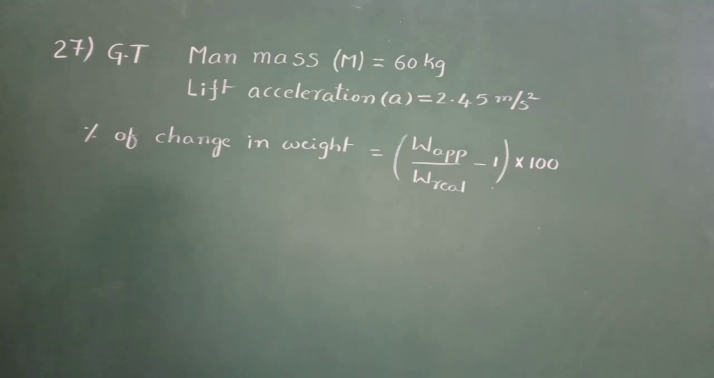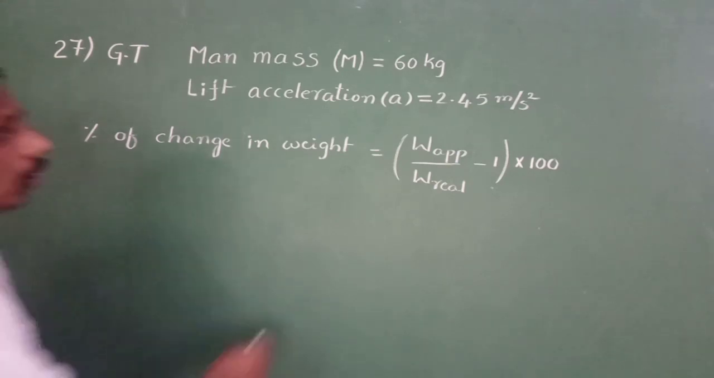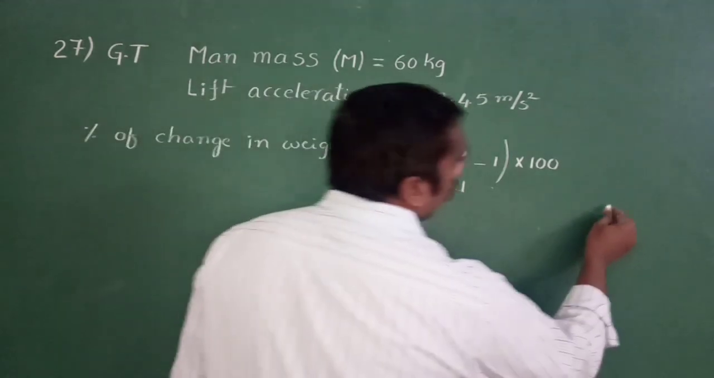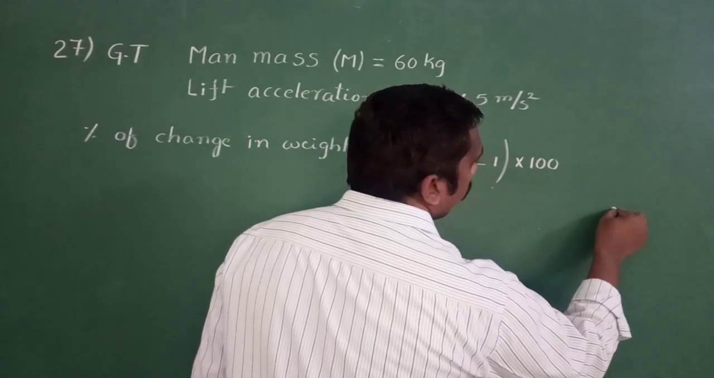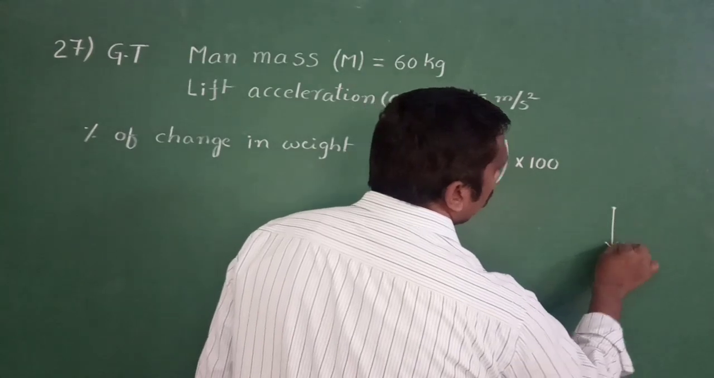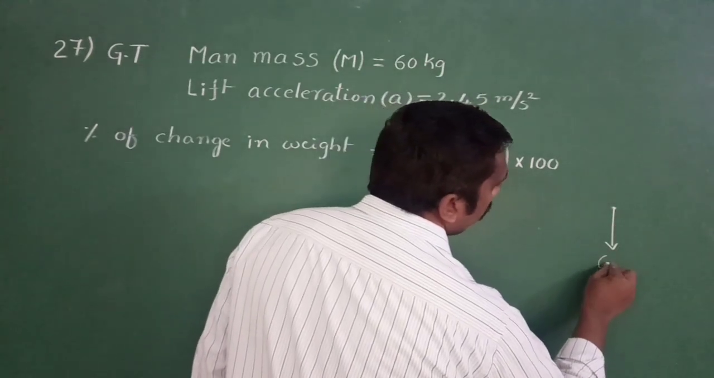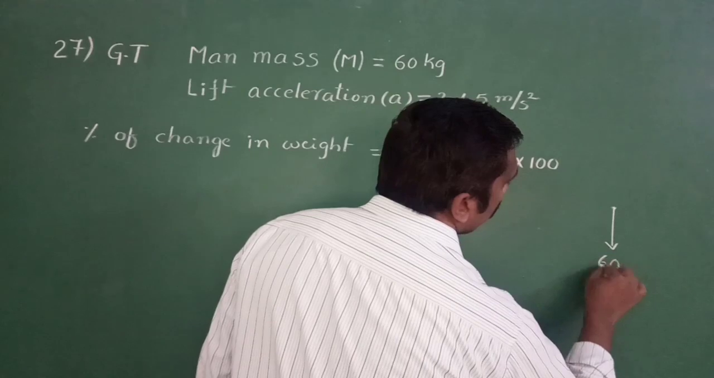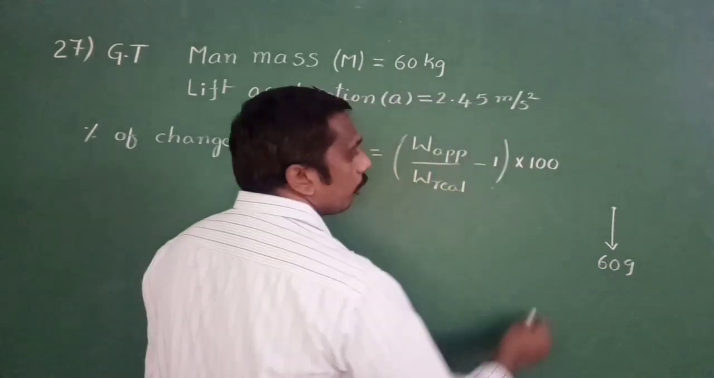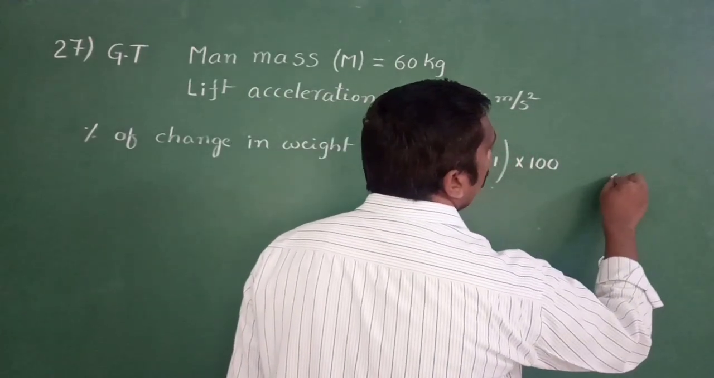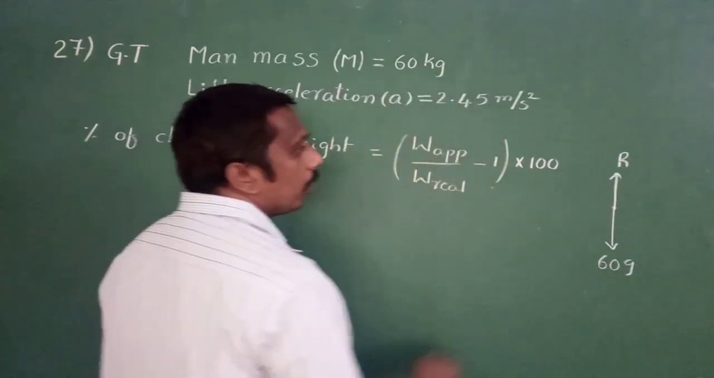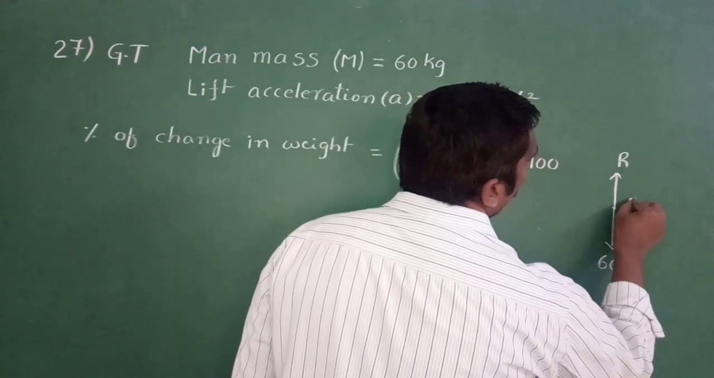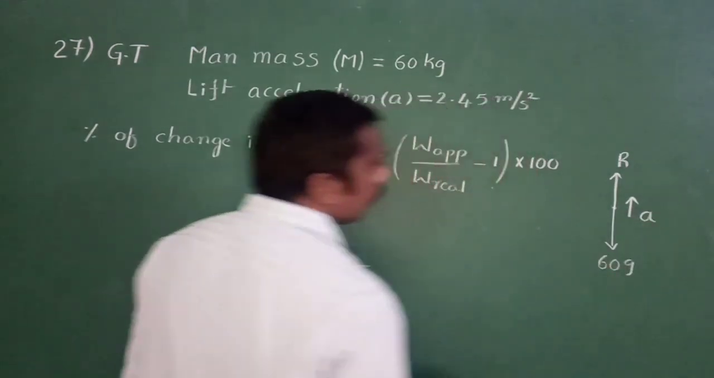To calculate this, first we have to calculate the apparent weight. So to calculate the apparent weight, first draw the free body diagram of the man. In the free body diagram, his weight is acting downward. Weight is the product of mass and acceleration due to gravity, 60 g, acting downward. Reaction force is acting upward. This reaction force is equal to the apparent weight, and the lift is going upward with an acceleration a.